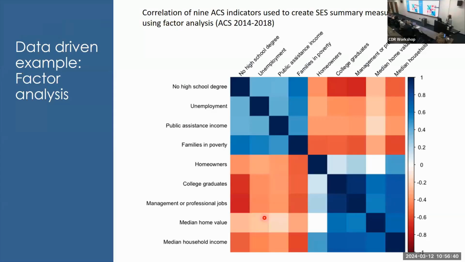So these are the 9 indicator variables in ACS that I selected to create 2 summary measures using factor analysis. This is just a correlation plot showing that, as you may expect, things like having no high school degree, being unemployed, having public assistance income, or being in poverty are all correlated together. And also being a homeowner or college graduate or having a management or professional job. These are also quite correlated as well.